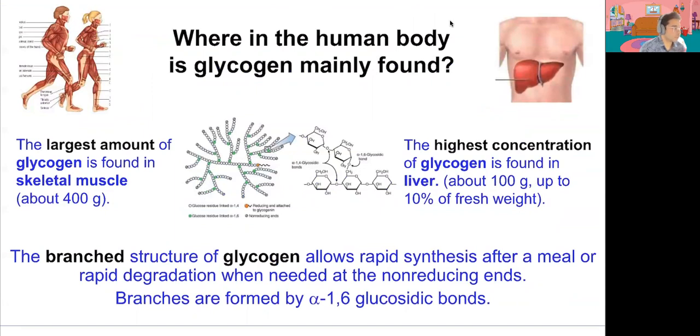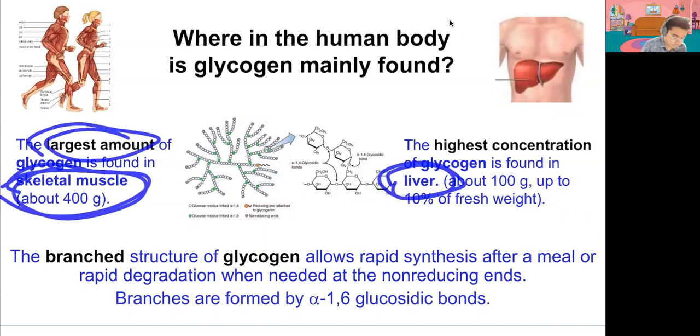Where in the human body is glycogen stored? Largest amount, skeletal muscles; the highest concentration, in the liver, okay? This was something that they asked us, and in our exam it was the largest amount. And guess what a lot of people put? Liver. Largest amount is actually in the skeletal muscle, okay?